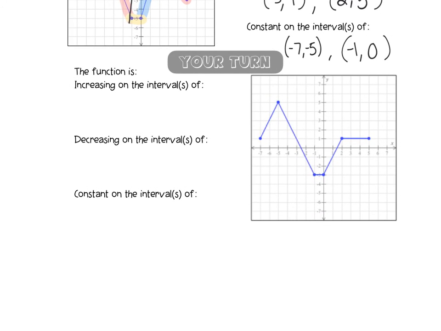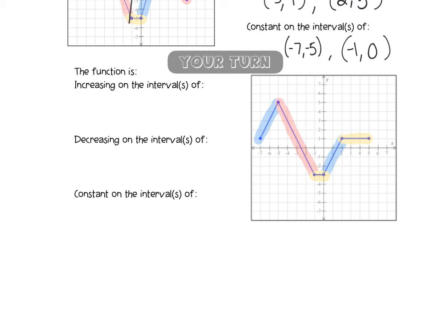So last one, here's an example for you to do. Again, I'm going to highlight what's increasing, decreasing, and constant. On this graph, there happen to be two that are increasing. It's going up from left to right here. It's also going up from left to right there. And then there's one decreasing. It's going down here. And there are two constants where it goes straight across here and straight across here.